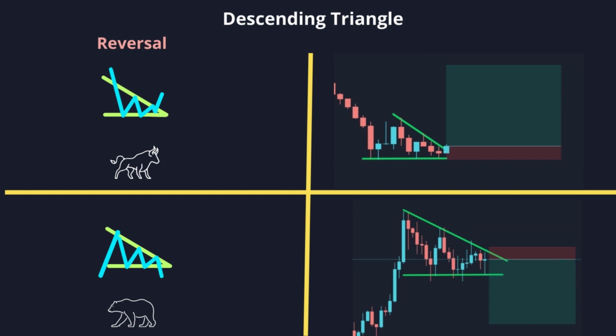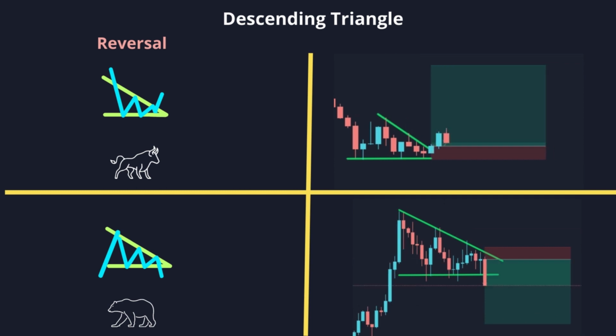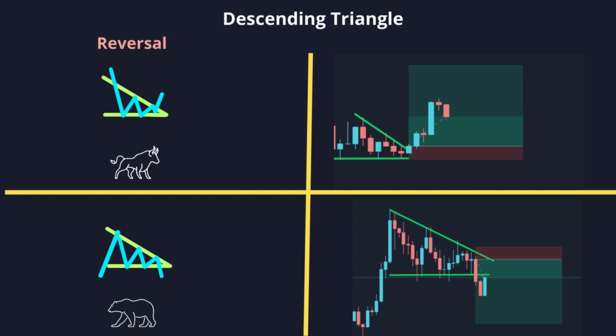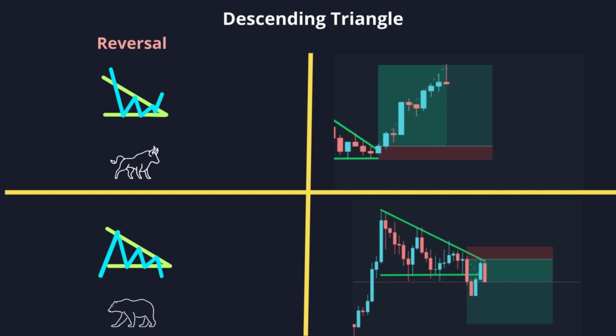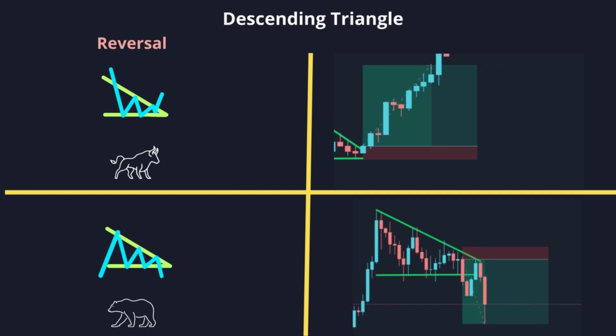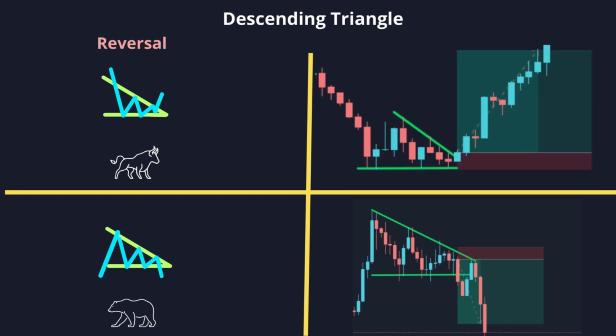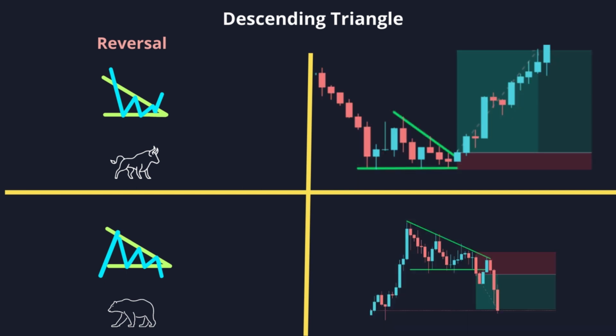To really understand this pattern, it's important to know that the descending triangle has two main lines, a horizontal support line and a downward sloping resistance line. The support line represents a price level where buyers have historically shown interest, while the resistance line shows a level where sellers have put pressure on the prices. As the pattern develops, the price consolidates within the triangle, which means it doesn't move much and becomes less volatile.